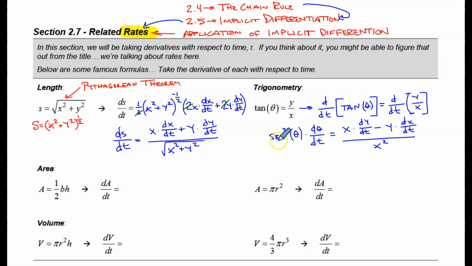The derivative of tangent is secant squared. The derivative of theta with respect to time is d theta dt. The right-hand side, I hope you recognize that I used the quotient rule there, low d high minus high d low divided by low squared. What I'm going to do now is solve for d theta dt, because that would be the rate of change of the angle theta with respect to time, and that might come in handy later.